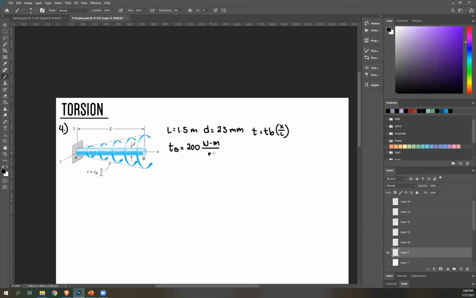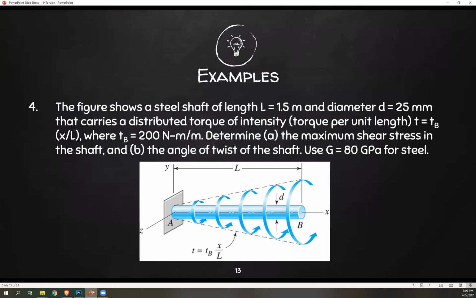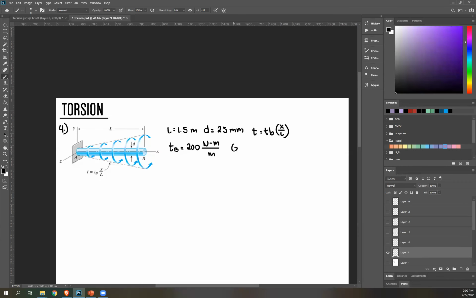So you might be wondering why aren't we canceling the meter? Well, again, this is torque per length. So the unit of torque is Newton meter, the unit of length is meter. So that's why Newton meter per meter, torque per length. Okay, and then G is 80 GPa. Okay, let's start with letter A.